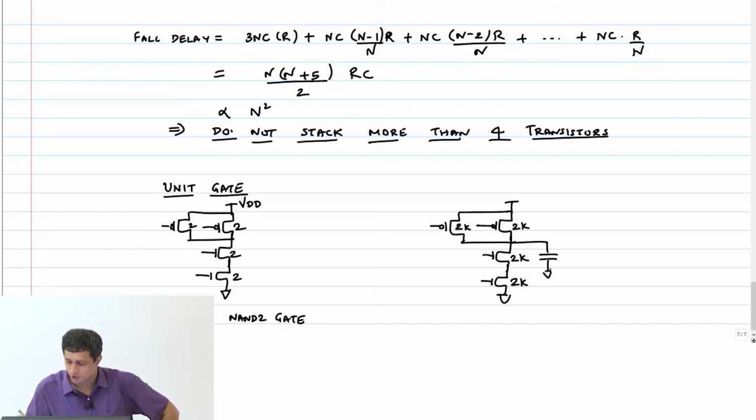Before we do that, can you tell me what the capacitance on each node is? What's the capacitance on the output node? 6 kc. What's the capacitance on this node? 2 kc. Very good. Now can you tell me the delay?